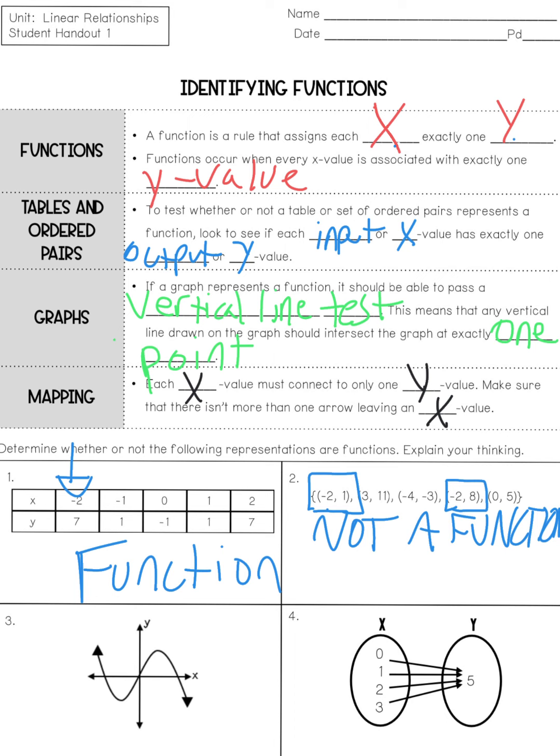Okay, but give me more writing space. I'm going to do it over here. Oh, ooh, that was ugly. So that is a function. And your reasoning is that for every x, there's one y. Easy enough, right? Now, our last one, the mapping diagram, was in black. Let me see if I can get it. There you go. Yeah, buddy. All right, so for the mapping diagram, it says each x value must connect to only one y value. I think you're getting functions. Make sure that there isn't more than one arrow leaving an x.